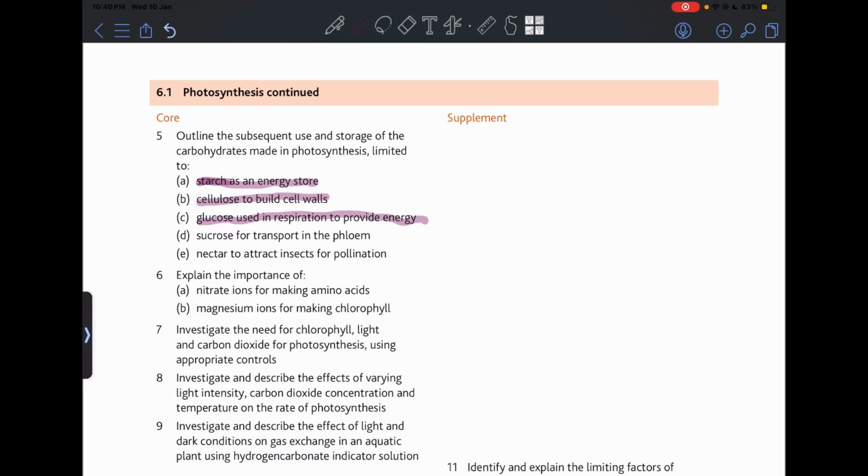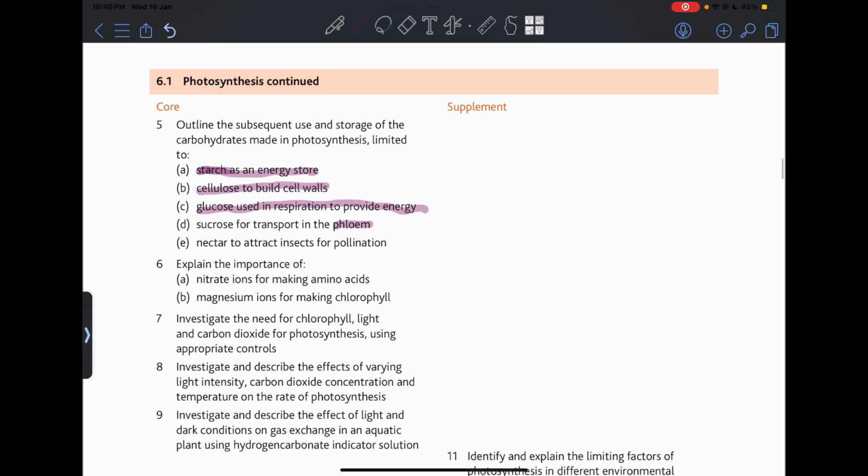So this is basically the thing that makes the plant live. Glucose is used in chemical reactions so that the plant can create energy and live. Sucrose is for transport in the phloem. Nectar is to attract insects for pollination. I will explain phloem later on in this chapter.